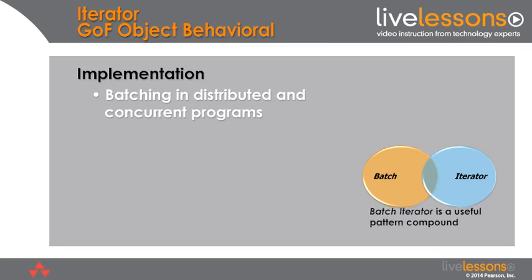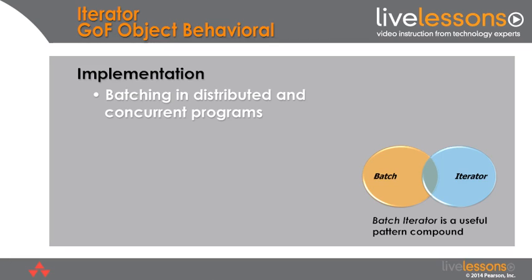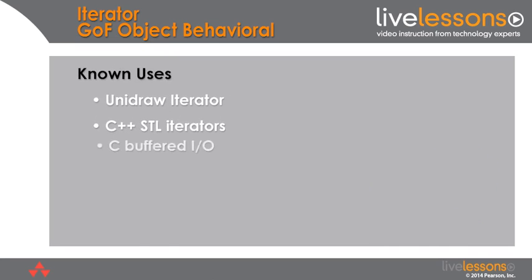A common approach people often use in those environments is to apply a pattern compound called batch iterator, where you combine the concept of an iterator that gets you things back without exposing implementation with the concept of batching. What you typically do is have an iterator give you back a batch of elements that can be iterated over locally, and when that batch is done, you go back and ask for the next batch from the iterator. This is a nice way of minimizing latency in concurrent, network, and distributed applications. There are a number of known uses.